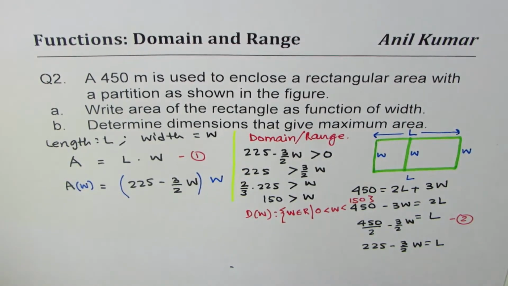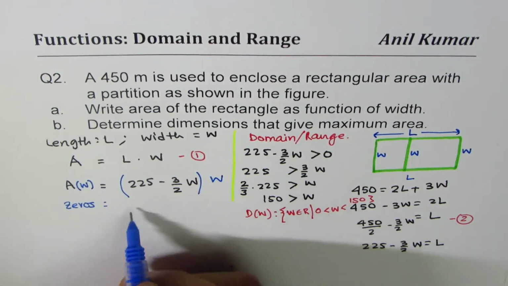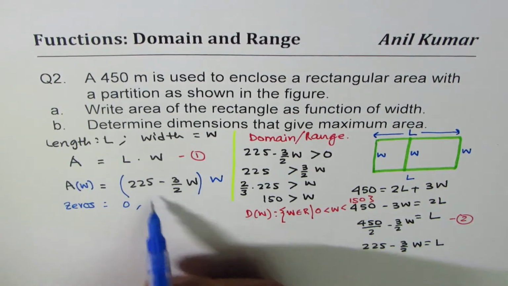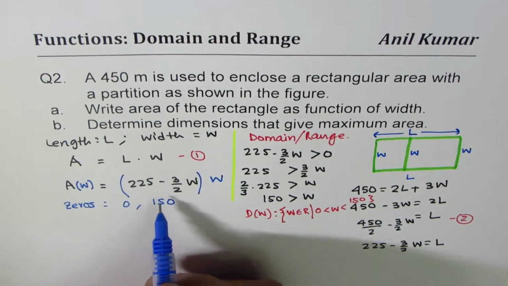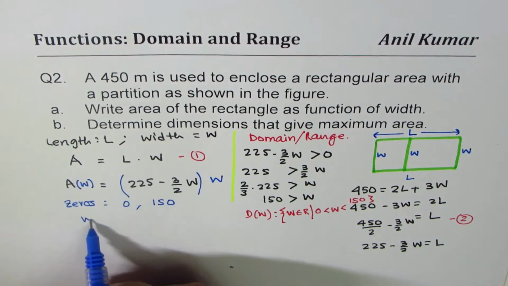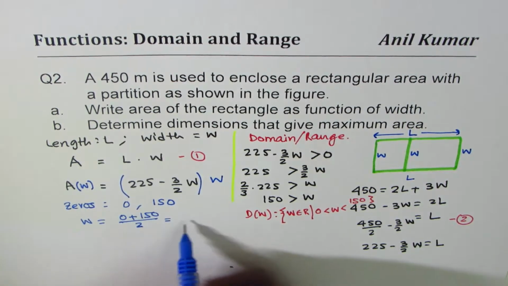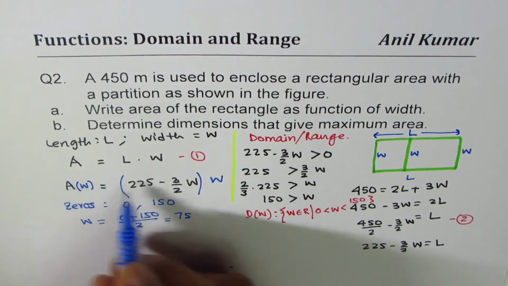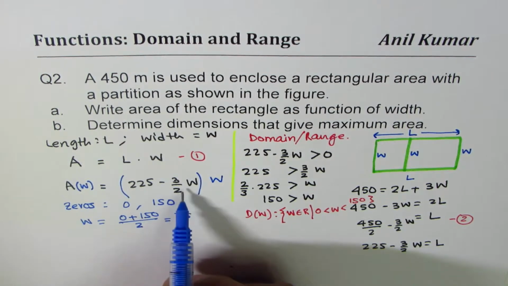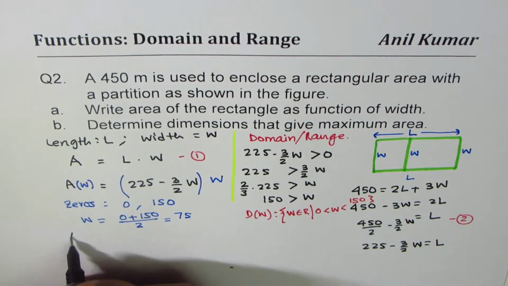So from here we can write down zeros are at W equals 0, and the other one is at 150, right? The other 0 is at 150, when this is 0. Perfect. So for maximum, W will be equal to the average of 2, right? 0 plus 150 divided by 2, which is 75, right? So this is the average value. For maximum area, the width will be right in the center. Perfect. Okay. So the area we'll calculate now for W of 75.